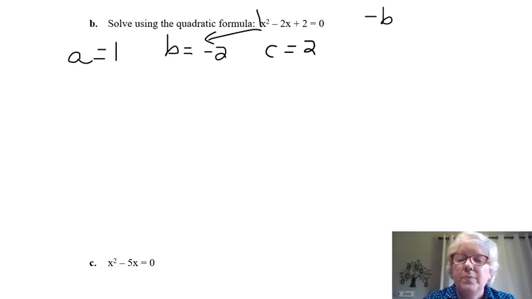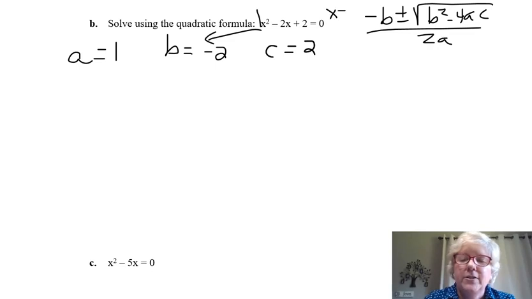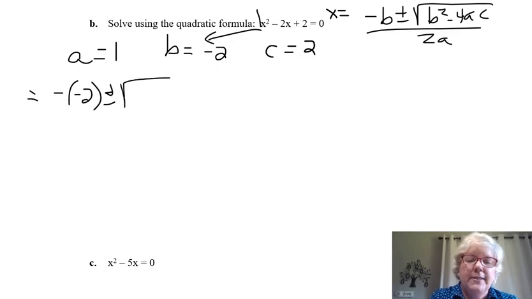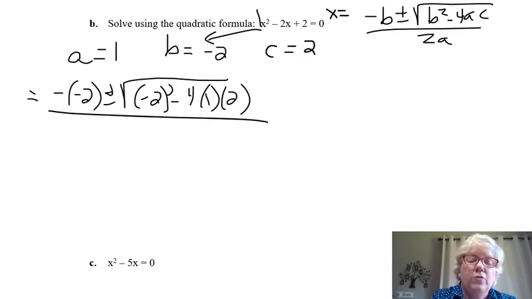Remember, it's -b plus minus square root b squared minus 4ac all over 2a. That's the formula. So I'm going to have negative of -2 plus minus -2 squared minus 4 times 1 times 2 all over 2 times 1.